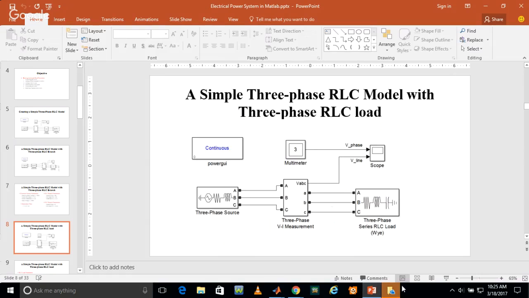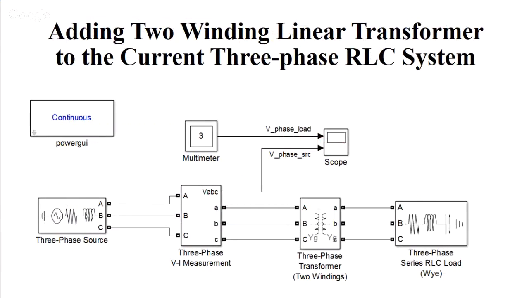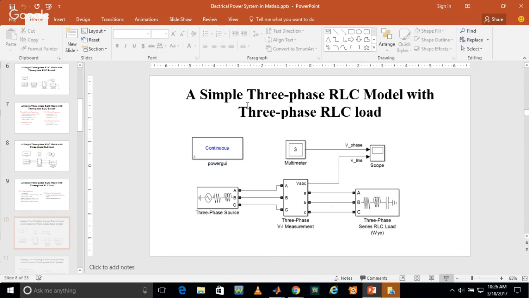So in the next, we have to add a two winding linear transformer to the current three phase RLC system. So in this we are going to connect a three phase transformer with Y-Y connection in the whole system with our three phase RLC load. And why we are doing this: if our load has a voltage rating of a different value, then we have to connect our three phase transformer, because the generator is of 13,800 volt, and if our load is 2400 volt, what should we do? Then we have to connect a transformer.